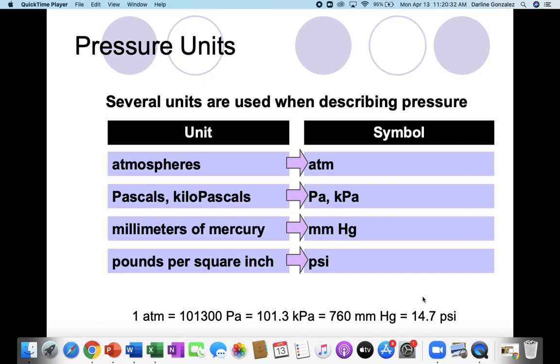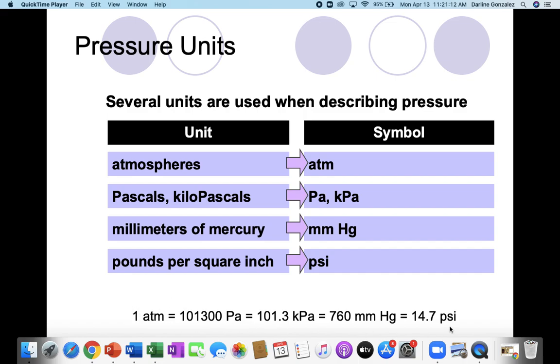I want you to take a look at this bottom part, where you will see how all of these are equal to each other. A lot of people think that 1 ATM is only equal to 101,300 pascals. That's not true. 1 ATM is also equal to 101.3 kilopascals, 760 millimeters of mercury, and 14.7 psi. Just like 101,300 pascals is also equal to 760 millimeters of mercury. So all of these numbers at the bottom are equal to each other.